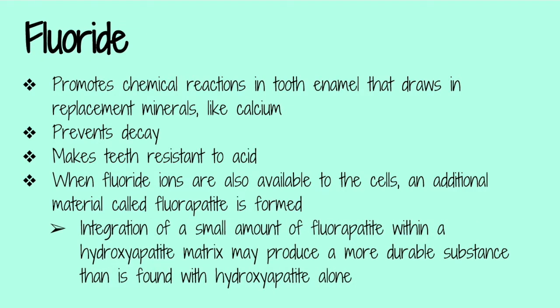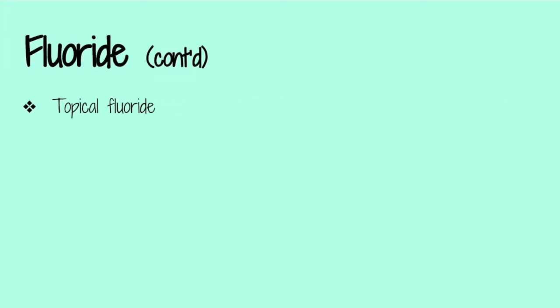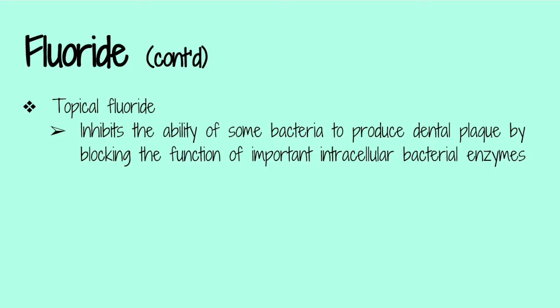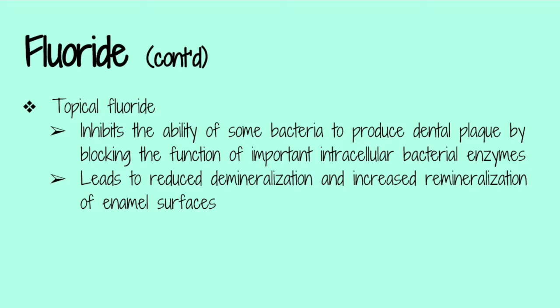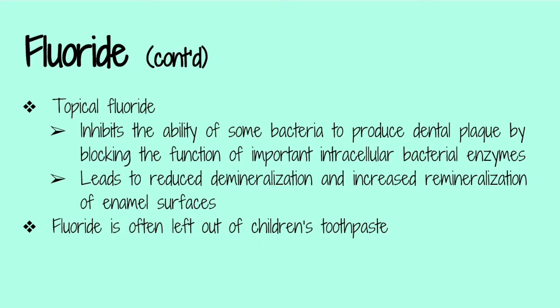Integration of a small amount of fluoroapatite within a hydroxyapatite matrix may produce a more durable substance than is found within hydroxyapatite alone. Topical fluoride. Topical fluoride inhibits the ability of some bacteria to produce dental plaque by blocking the function of important intracellular bacterial enzymes. This leads to reduced demineralization and increased remineralization of enamel surfaces. Fluoride is often left out of children's toothpaste.